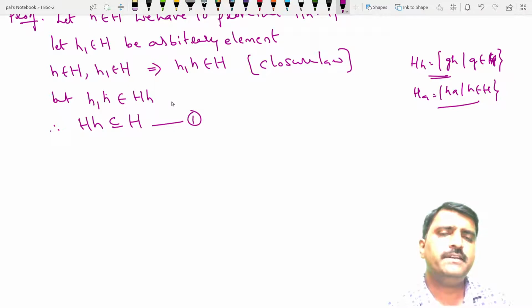Take this inequality as 1. Again, you take h1 as an element of H.